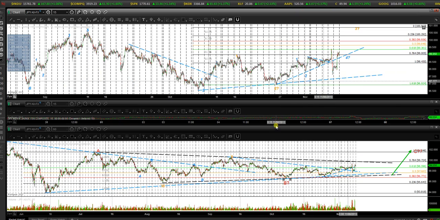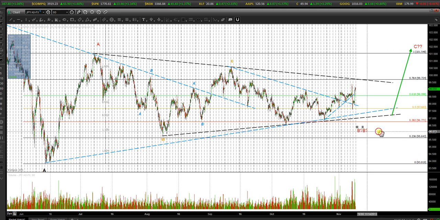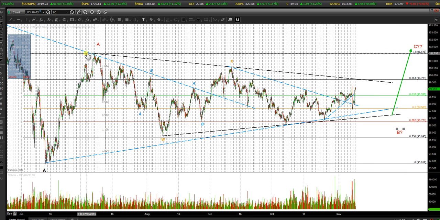So now let's just jump back out on the hourly for a bit of perspective. So we have to revise the count at that point. So now I'm looking at two options. We're either witnessing a triple three right now. Before it was a double three, so it was that WXY, and then which would have rounded out that B wave, and then we would have seen that C upwards. But now it's looking like it might be a triple three, so a WXY, X, and then Z.